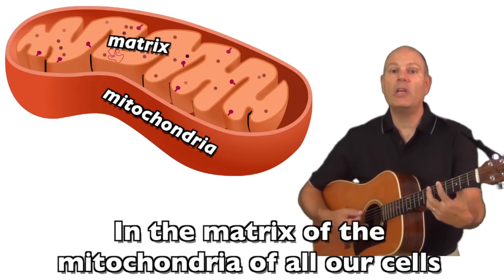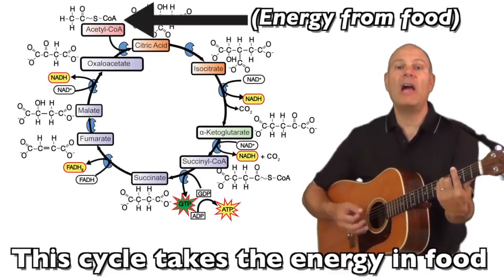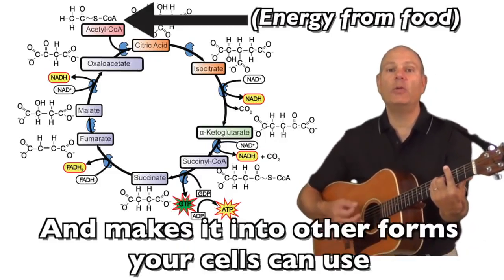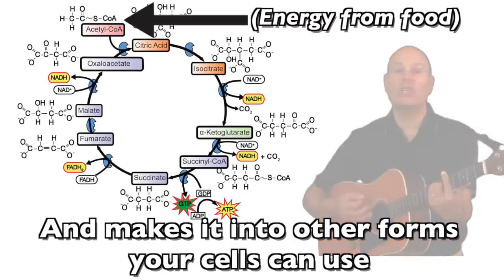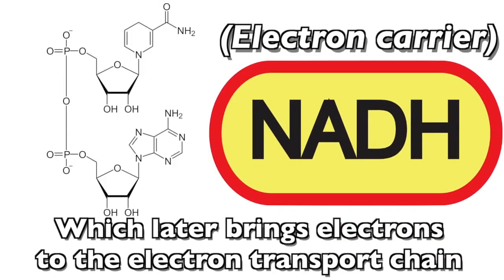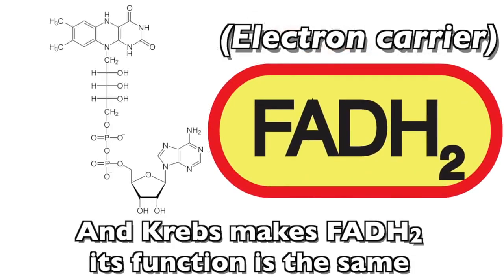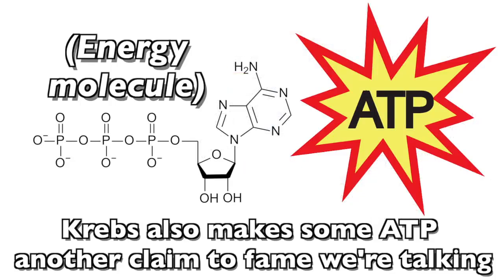The matrix of the mitochondria of all our cells is home to the cycle of reactions that won Hans Krebs a Nobel Prize. The cycle takes the energy in food and makes it into other forms your cells can use. Krebs cycle makes electron carrier NADH, which later brings electrons to the electron transport chain. And Krebs makes FADH2; its function is the same. Krebs also makes some ATP, another claim to fame.